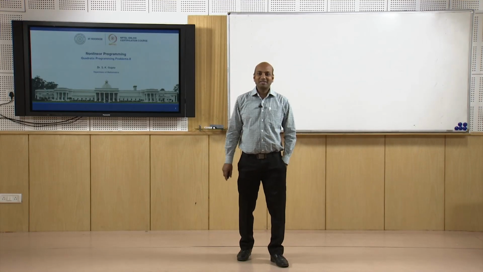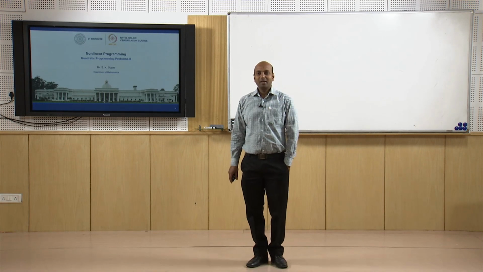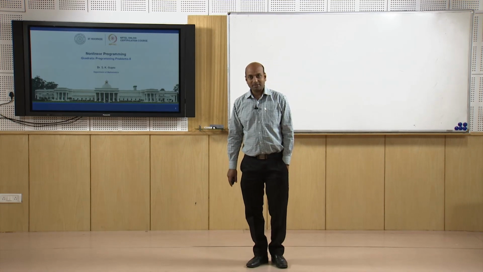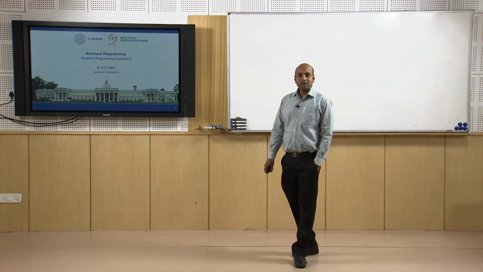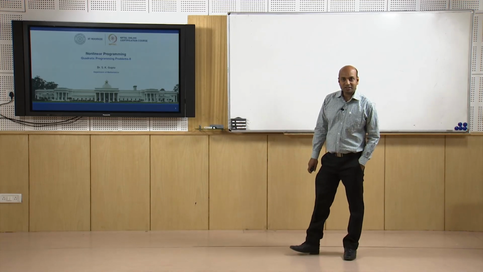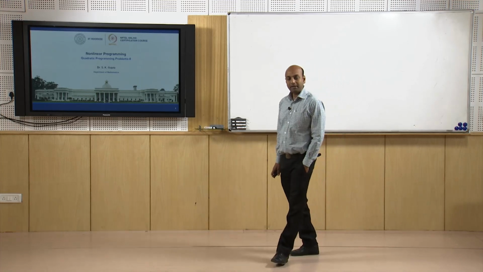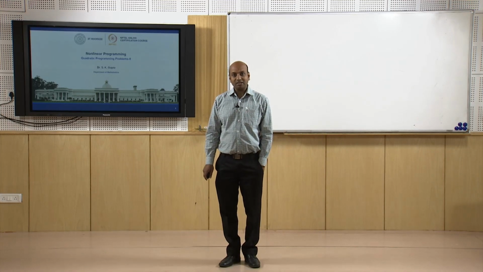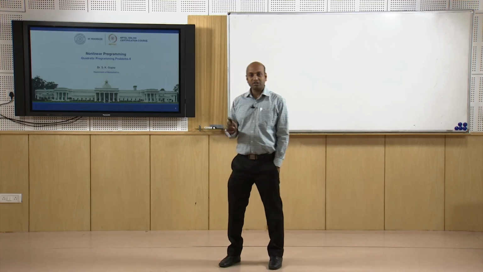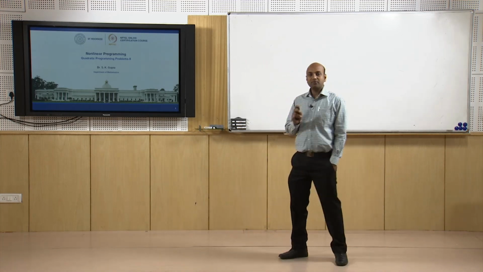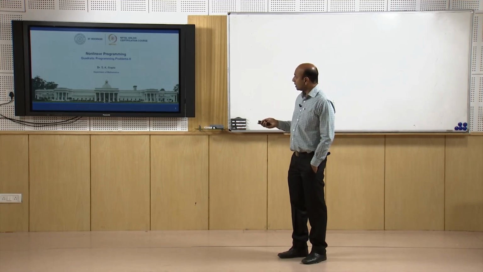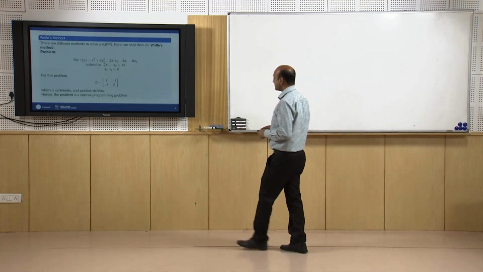So, welcome to the lecture series on nonlinear programming. In the last lecture, we saw quadratic programming problems. We saw how we can write KKT conditions for a given QPP, and the KKT conditions will be sufficient if Q in the objective function is a positive semi-definite matrix. Now, let us discuss the same thing with an example.